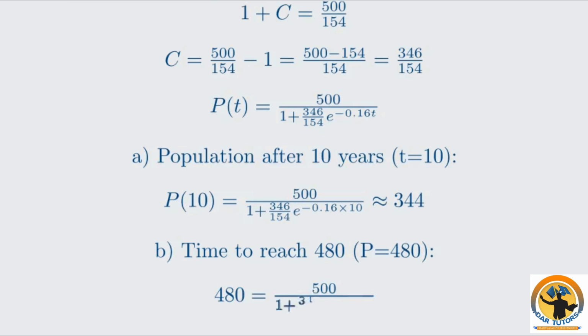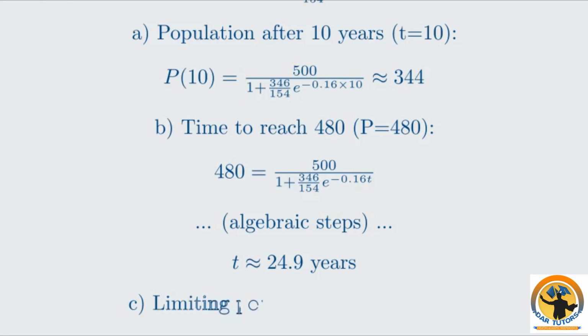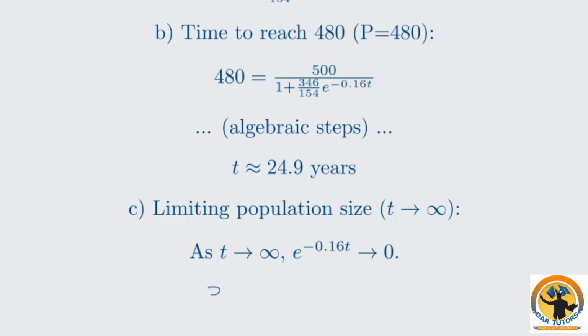Next, to find the time it takes for the population to reach 480, we set P equals 480 and solve for t. This involves some algebraic manipulation and using logarithms. We find that t is approximately 24.9 years. Finally, to find the limiting population size, we consider what happens as time t approaches infinity. As t gets very large, the term e to the power of negative 0.16t approaches 0. This leaves us with P approaching 500 divided by 1, which is 500. This confirms that the carrying capacity A is indeed the limiting population size.